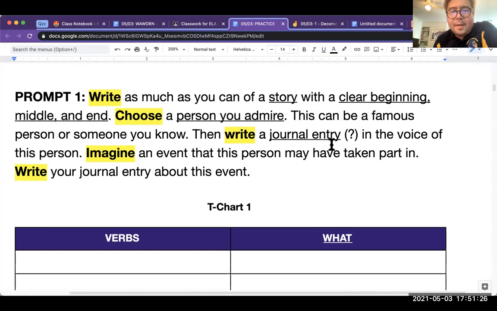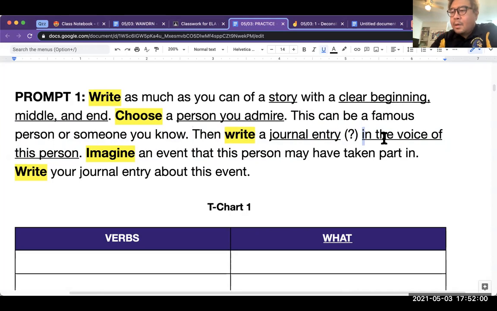Okay, another thing, can you guys see something else in this sentence that you would consider important to know and important to underline? It's another what you can pair up with the verb write. And if you are guessing in the voice of this person, you are guessing correctly. That is important because it is telling you the point of view that you need to be writing from, right?